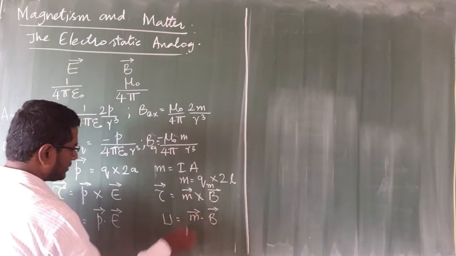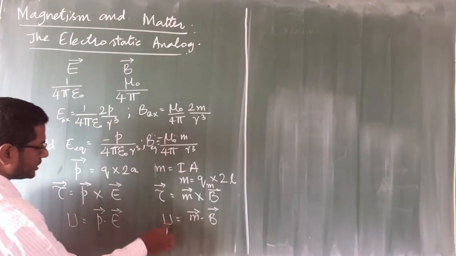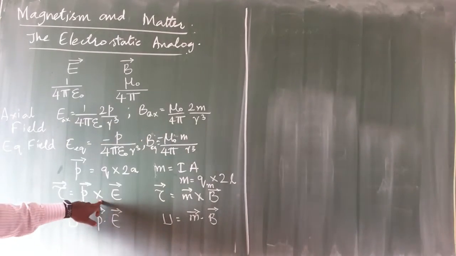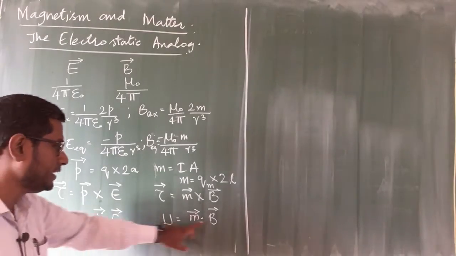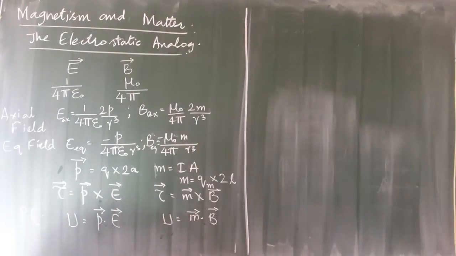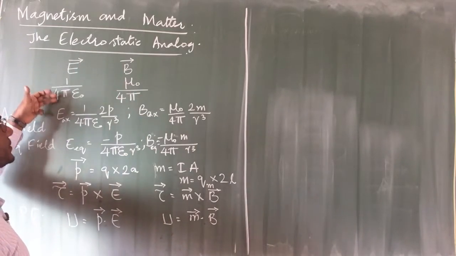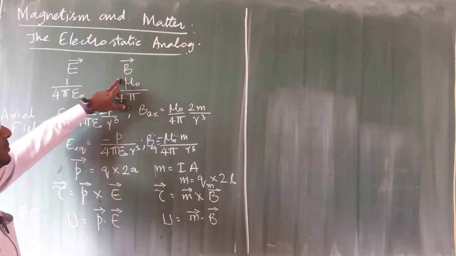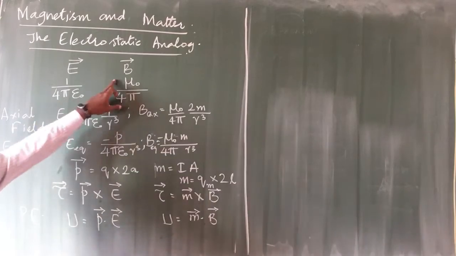Things will be the same for these two, that is the torque and the potential energy of the dipole will be the same. The only difference is here it is a cross product and here it will be a dot product. It is again based on similarity because almost all the things are similar. E replaced by B, 1 by 4 pi epsilon naught, 1 by 4 pi is found here, epsilon naught comes in the denominator, mu naught is in the numerator, that is the only difference.